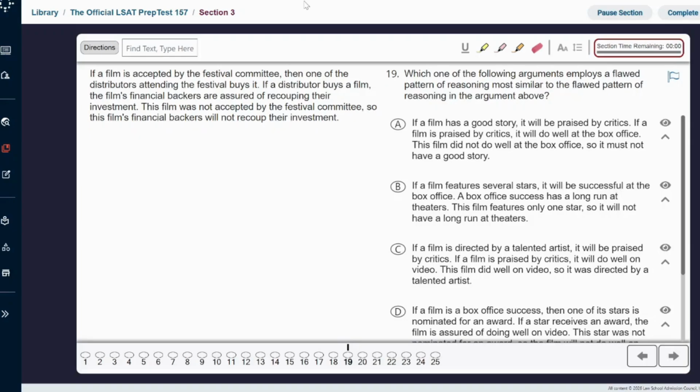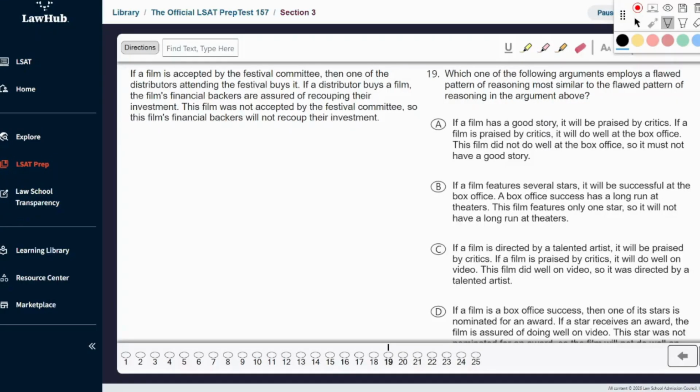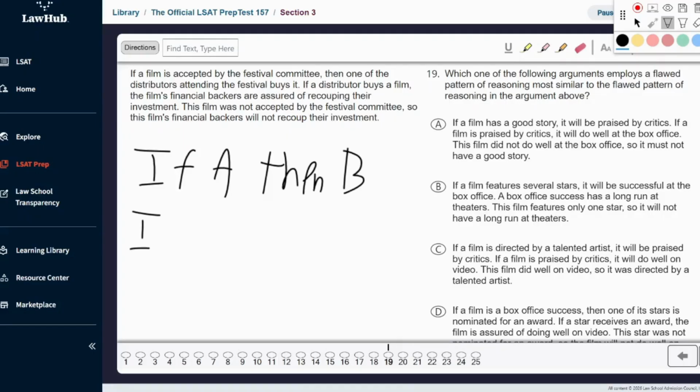All right, so let's go through it. We start off by saying that if a film is accepted by the festival committee, then one of the distributors attending the film will buy it. So we can say that if a film is accepted, then the distributors will buy it. Let's keep on going. If a distributor buys a film, so we start off the second conditional with the conclusion of the first.